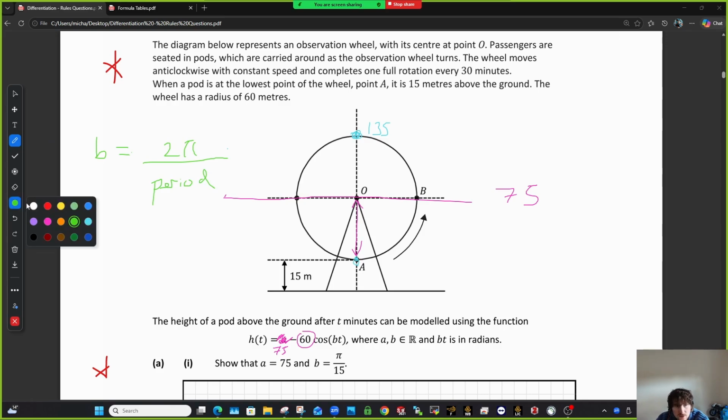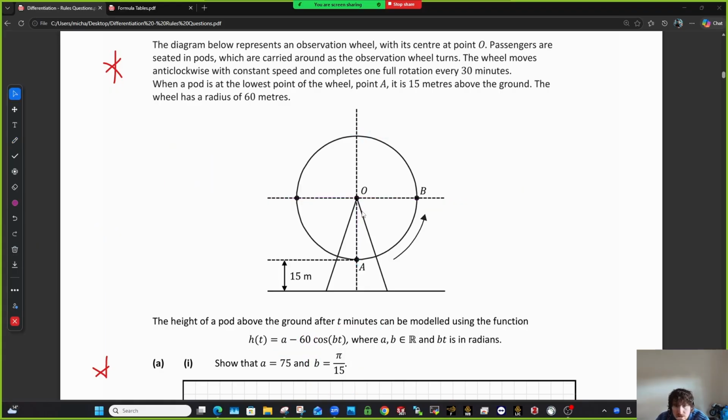Anyways, we were told to show something here, so you can confirm if it's right or not. So what's the period here? Again, you've got to be careful. It says t is in minutes, and a full rotation happens in 30 minutes, so the period in minutes is 30. You just sub that in there for the period: 2 pi over 30, and then the 2's cancel, and you get a 15 on the bottom. And there you go.